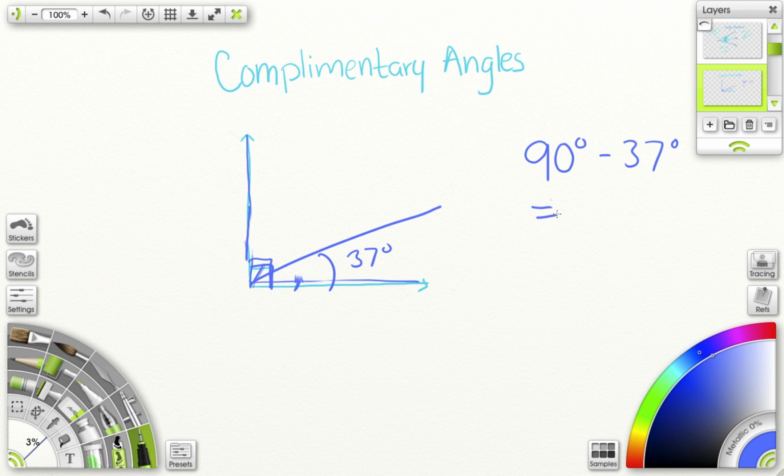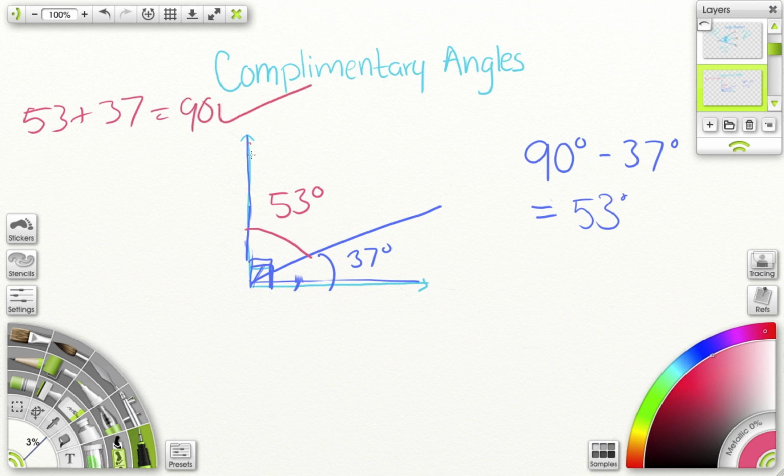90 minus 37 gives me 53. So this angle right here is 53 degrees. 53 plus 37 equals 90, so I know it's correct, because this whole thing has to be 90 degrees. And that's all it is. You know you're using 90 degrees, and you're just finding what that missing angle is.